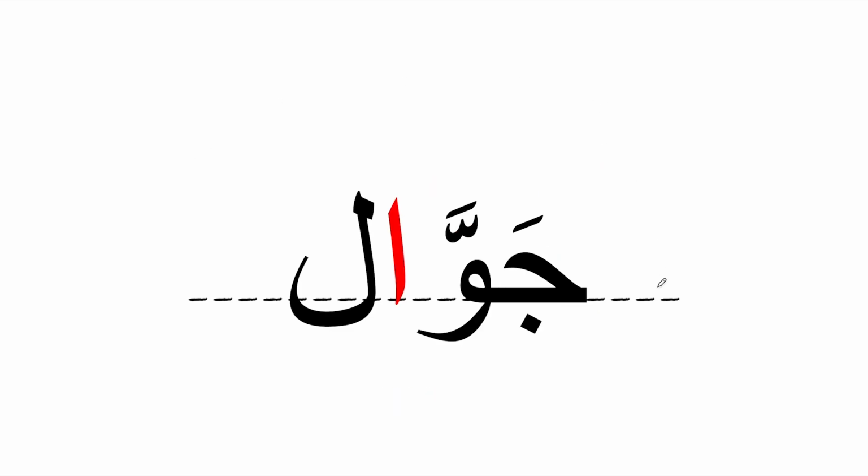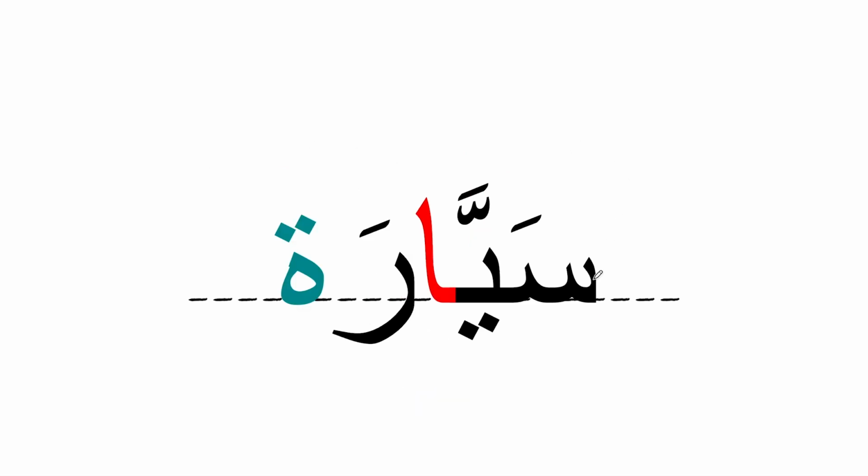Let's try to do this example. I will have one partition here before the fatha. And then the second partition would not be before the wa, but rather right in the middle of the wa because of the shadda. So this wa is pronounced twice. Try to do that. So it's jawwal, which is a phone.